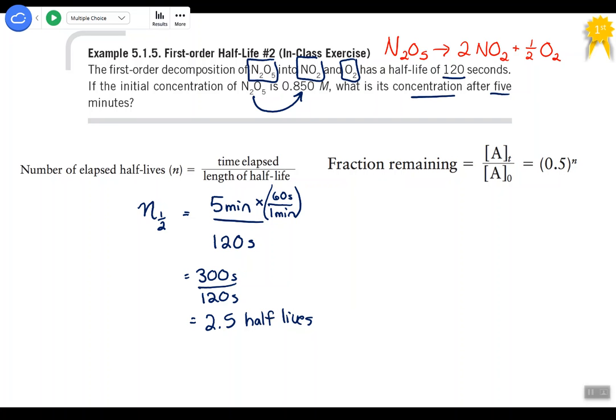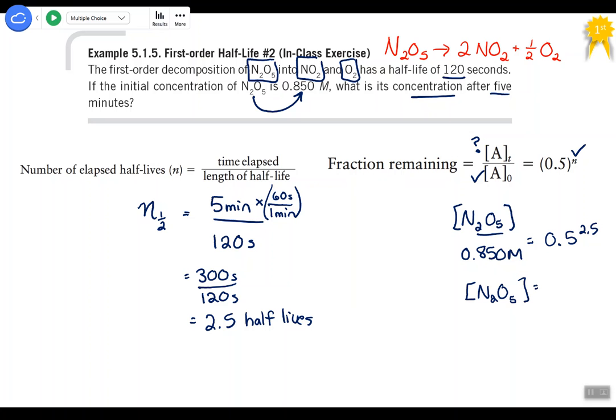So what's the concentration after 2.5 half-lives have happened? Well, I know the starting concentration. I want to figure out the concentration at 5 minutes. I've now solved for the number of half-lives that have occurred. I can simply solve for the concentration of A at time t. And of course, A is the concentration of N2O5 for this problem. Therefore, the concentration of this reactant started at 0.85, and it's gone down, according to first-order kinetics, to 0.15 moles per liter. We can do this because we know it occurs according to first-order kinetics.